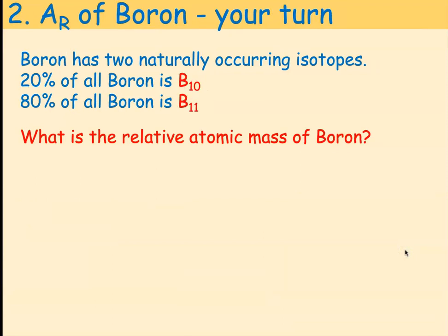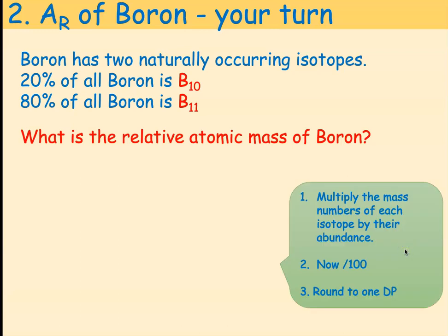Okay, second time. Boron has 2 naturally occurring isotopes. 20% of all boron is boron-10. 80% of all boron is boron-11. What is the relative atomic mass of boron? So here's your instructions. Again, I want you to pause your video and do the calculation and then come back when you want to check your answer.